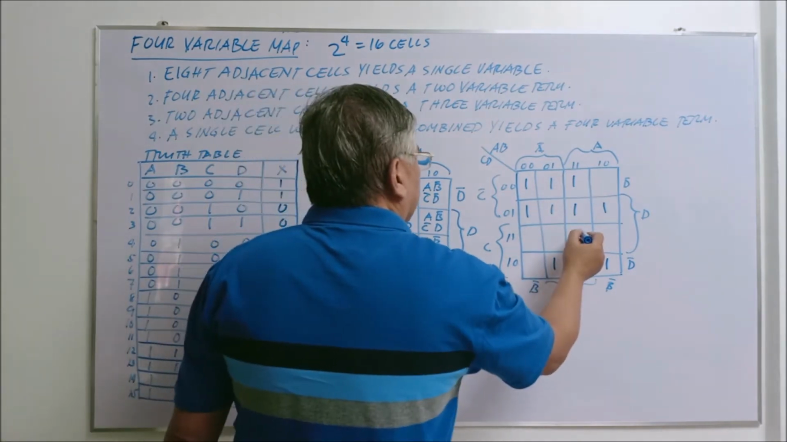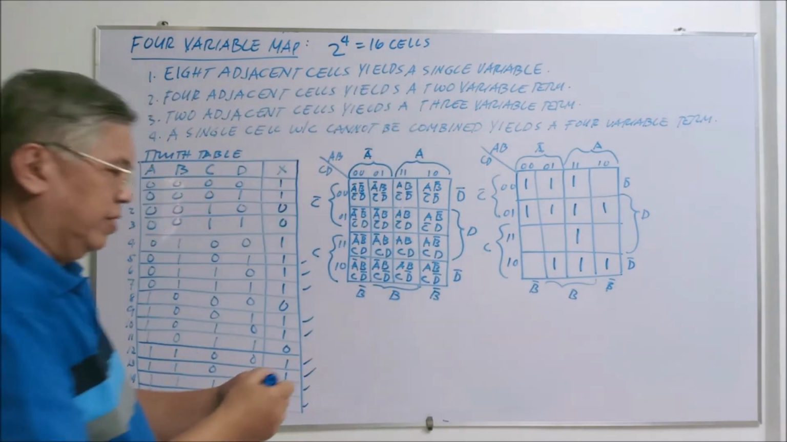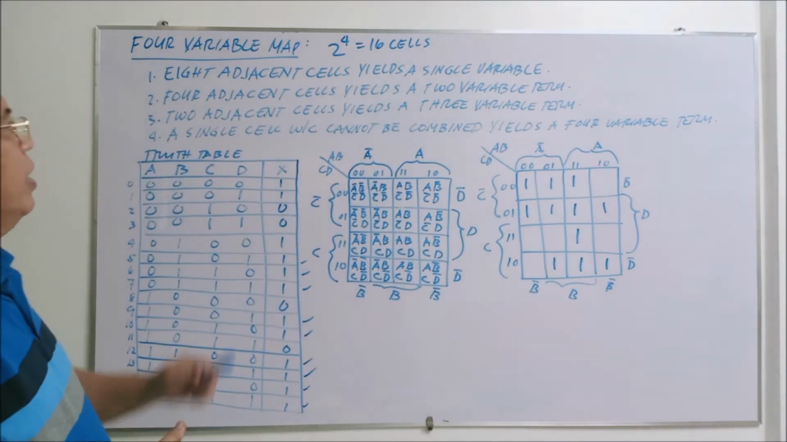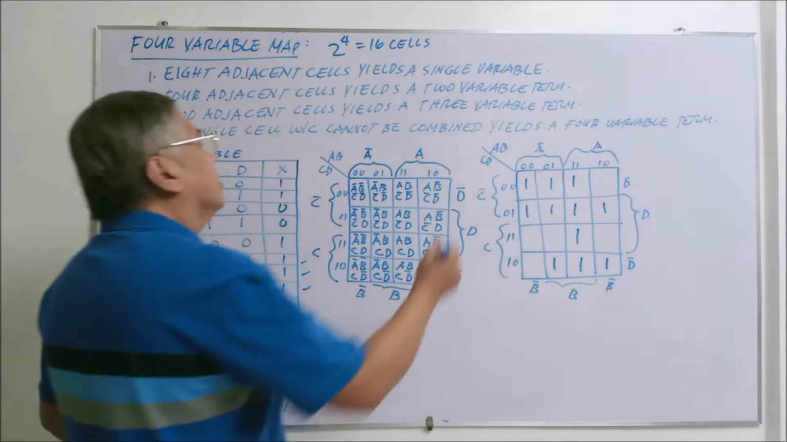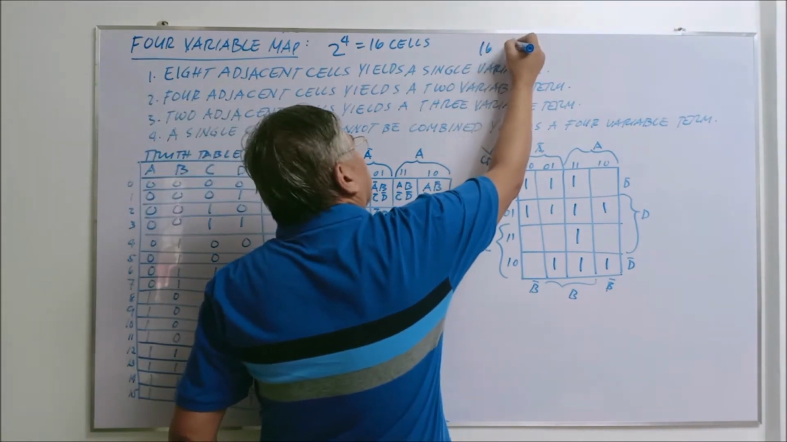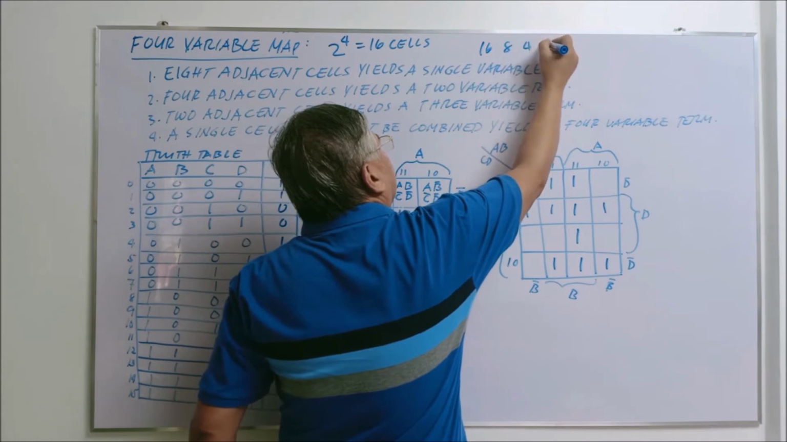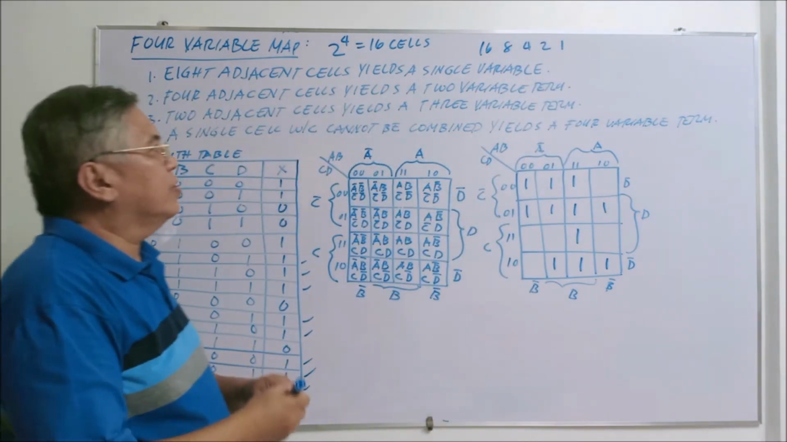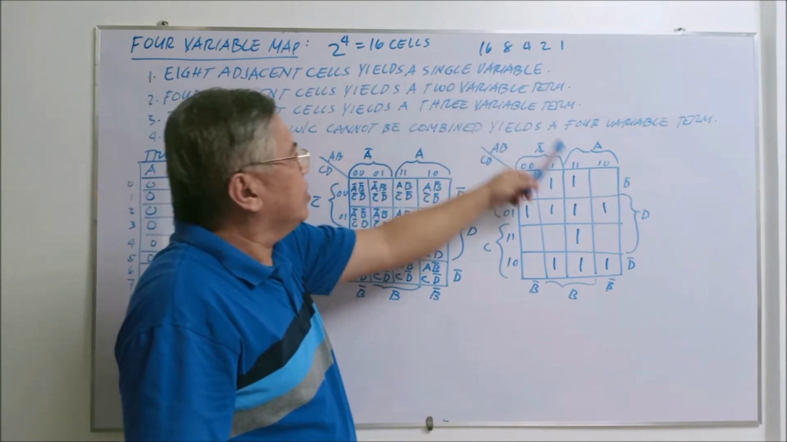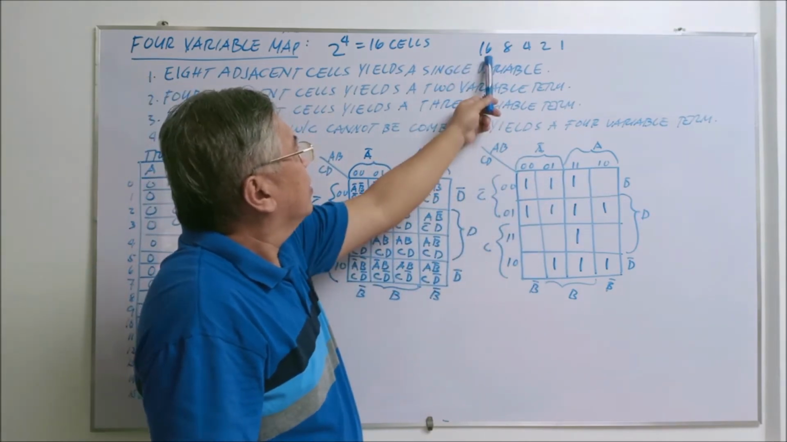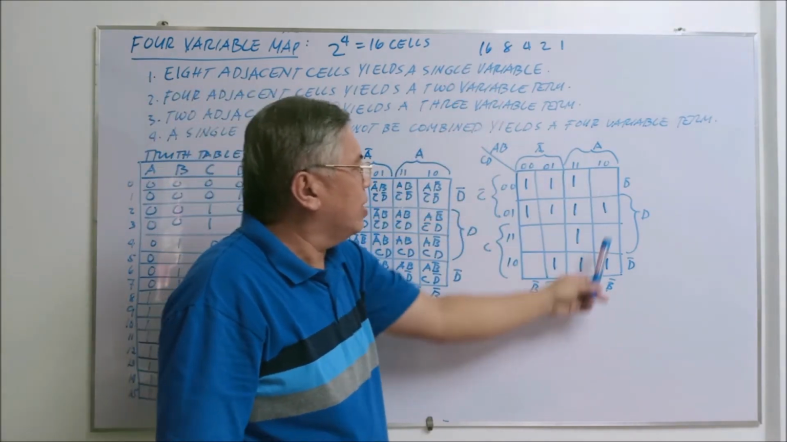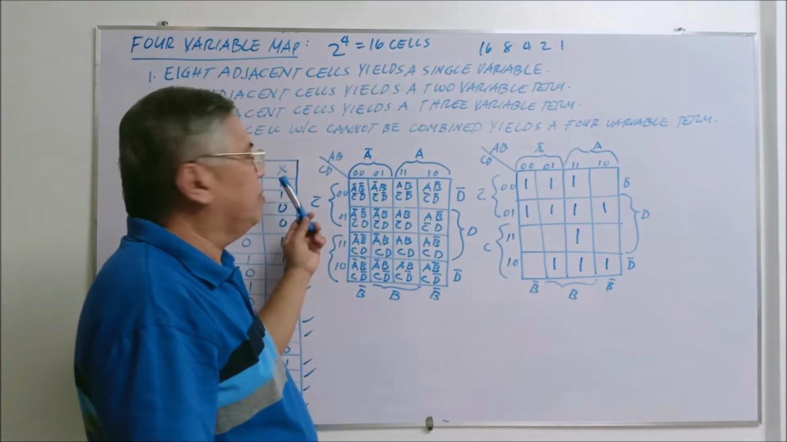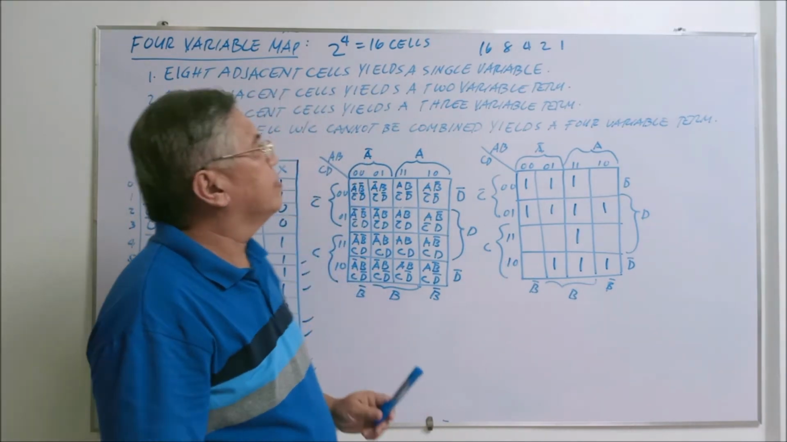1, 1, 1, 1. So the output there is 1. So again, the grouping will be 16, 8, 4, 2, 1. Okay? So if all 16 cells are 1, then that means that X will be equal to 1. Okay?